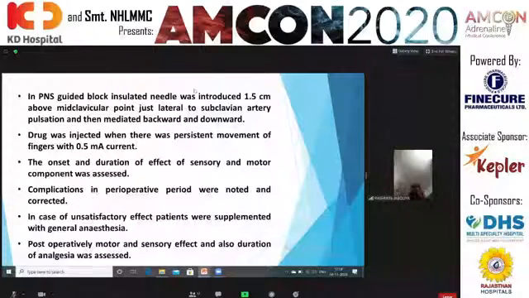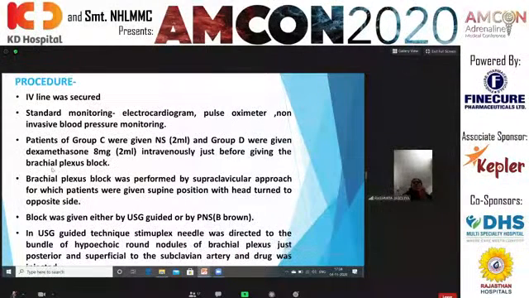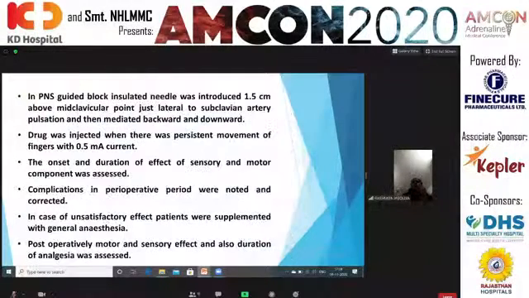In the procedure, first after securing the IV line and attaching all the monitors, group C and group D patients were given drugs according to the previous group division. The block was given either USG guided or PNS guided. In the supraclavicular approach, the needle was directed after palpating the subclavian artery postero-superiorly. We can use both PNS and USG. Next slide, please.